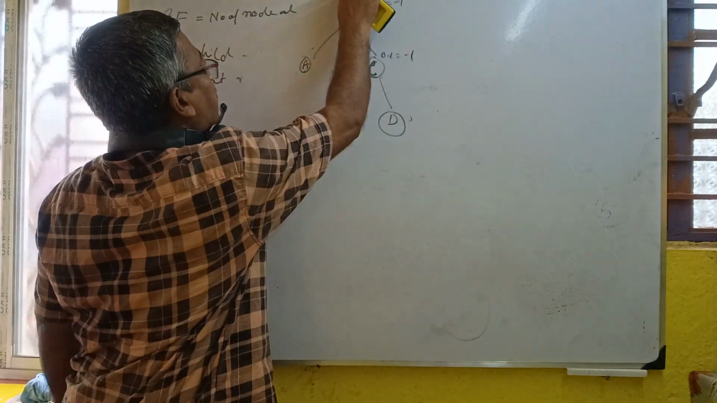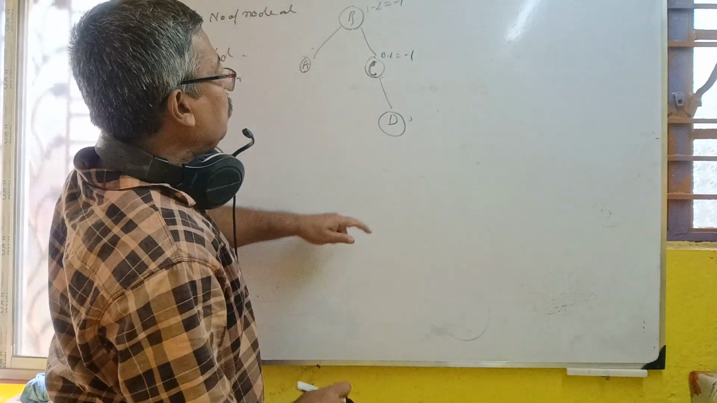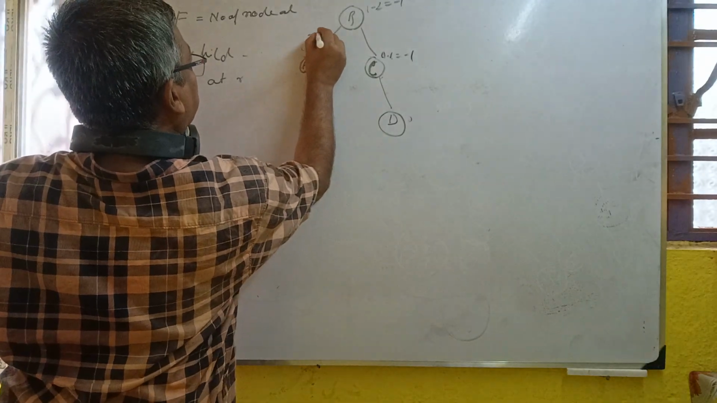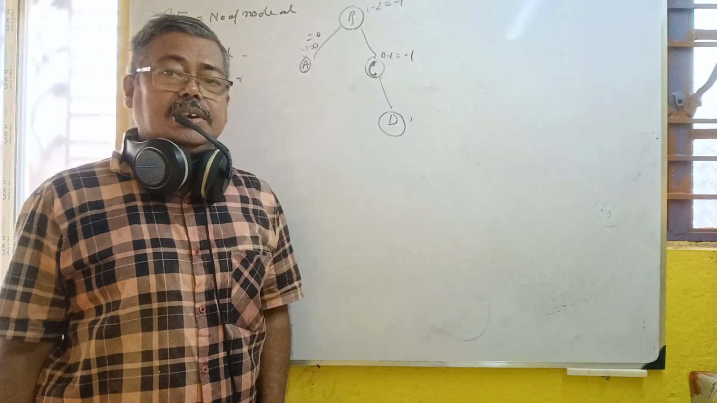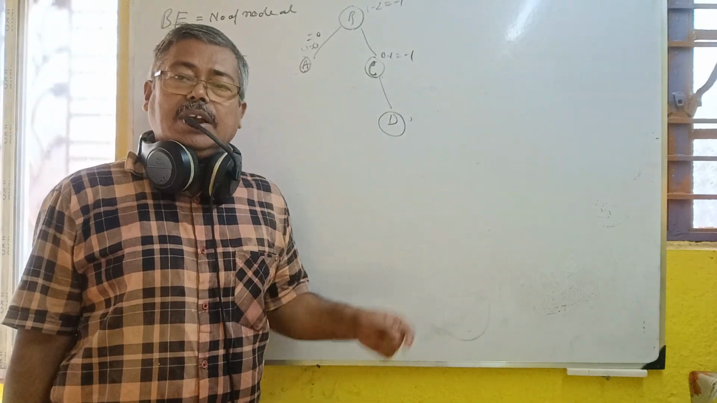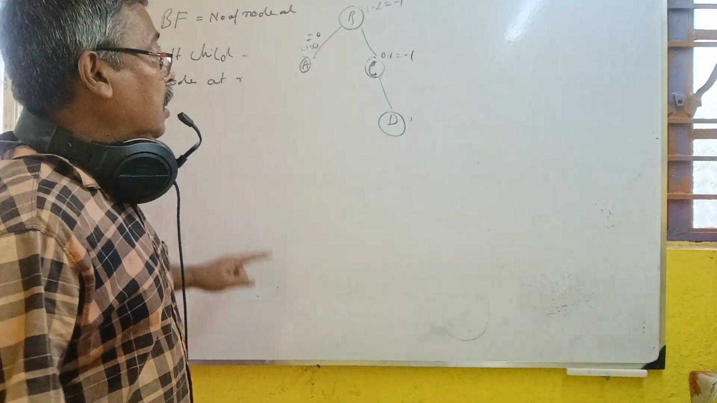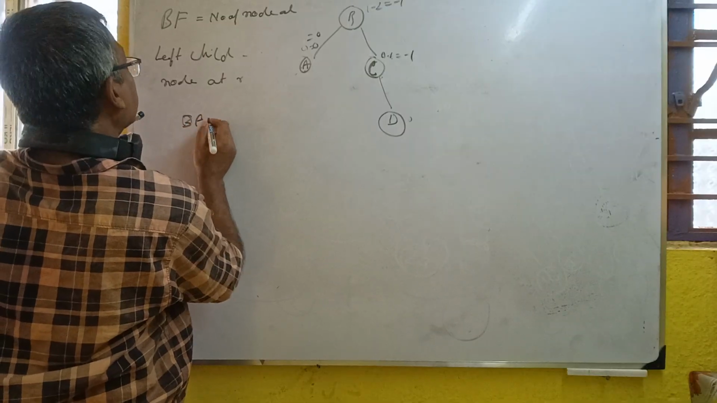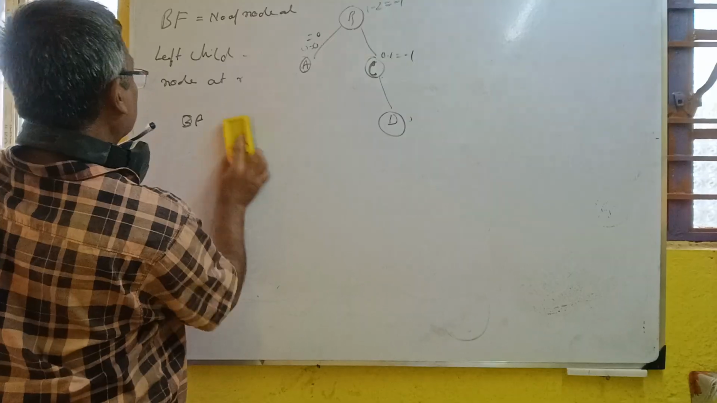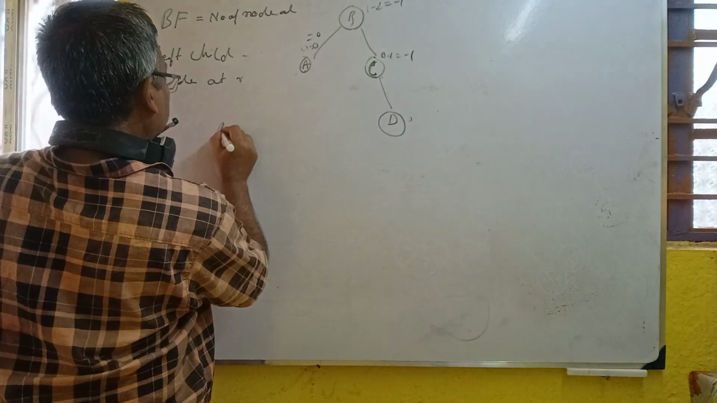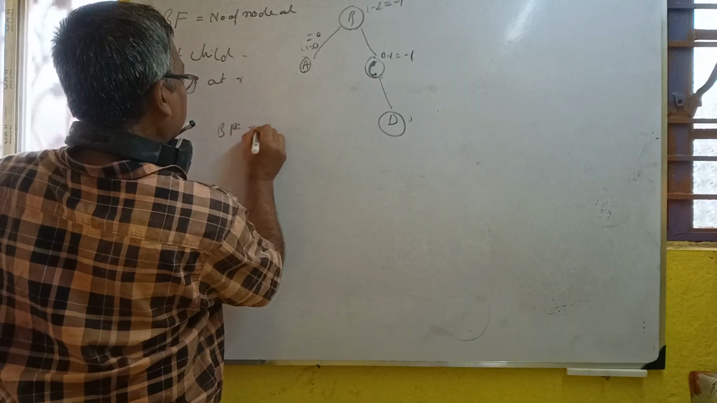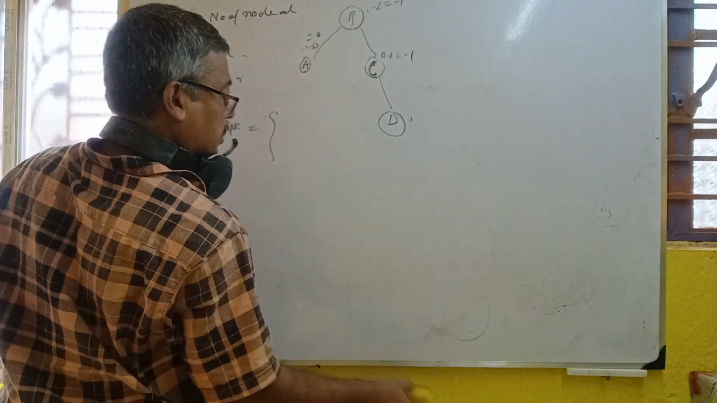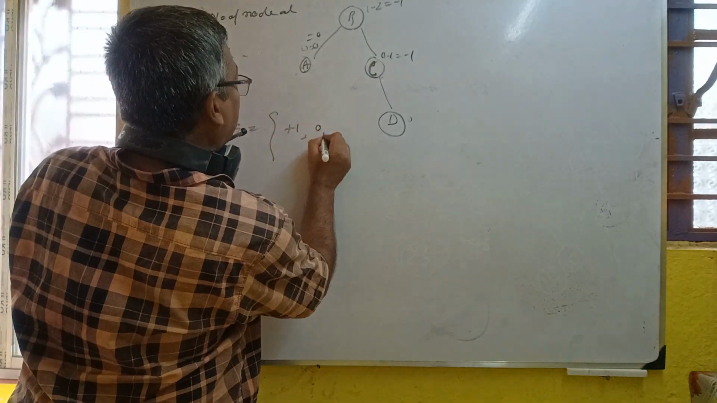So in each and every node, the balance factor is changing among 0, 1, minus 1. At A, the balance factor is 0 minus 0, that is 0. So it is also an AVL tree, because it maintains the condition. What is the condition? The condition is that the balance factor BF will be within plus 1, 0 and minus 1.